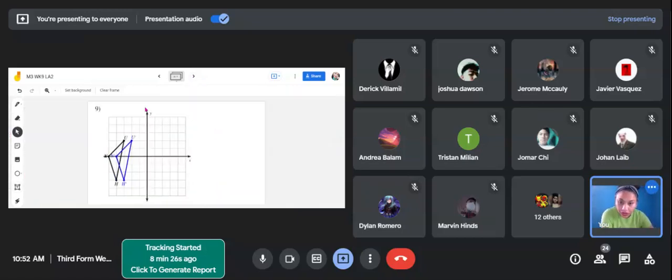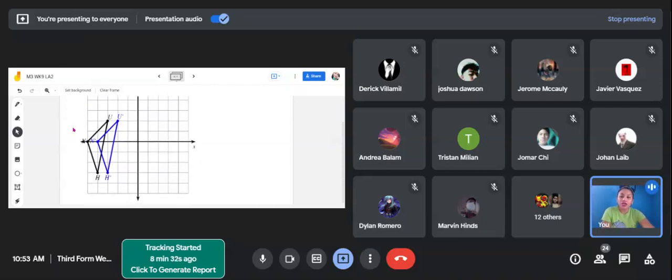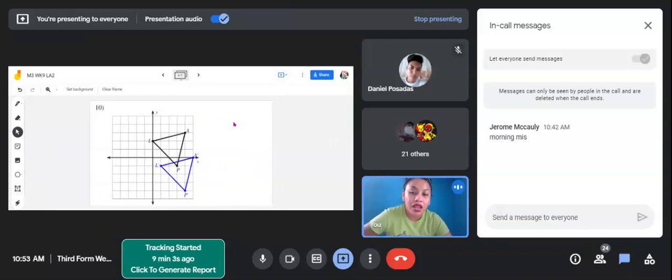Next one. If we look at this image, what happened to U that it ended up in U1, N to N1, and H to H1? What happened in this shape? It went to the right, 1 unit to the right. Anything else happened to this shape? No. So we leave it like that. That's all we have to write.